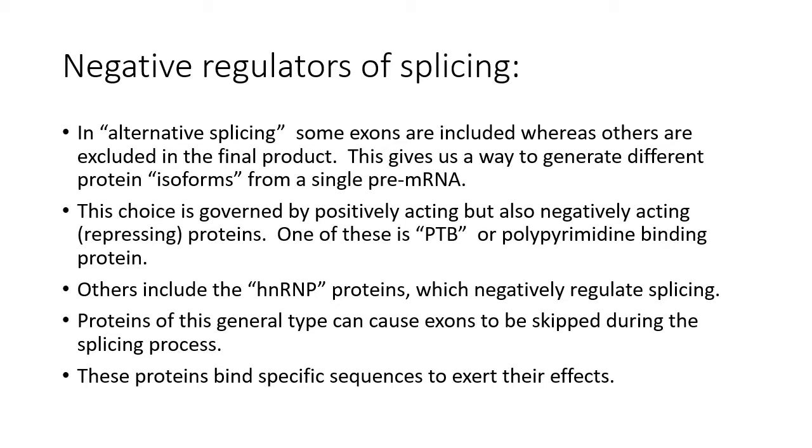Some of these negatively acting proteins include the hnRNP proteins, which negatively regulate splicing. So proteins of this general type can cause exons to be skipped. And again, we're going to have proteins that recognize specific RNA sequences, either in a positive or a negative way, depending on what their particular role is in that process.